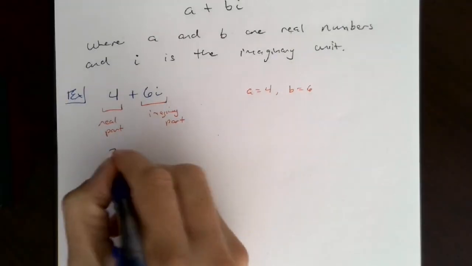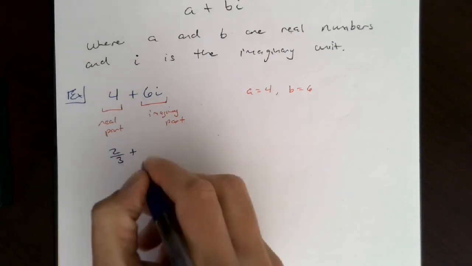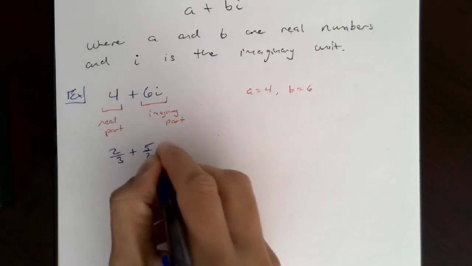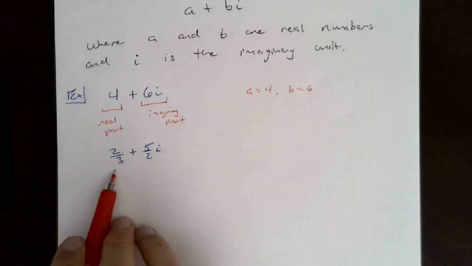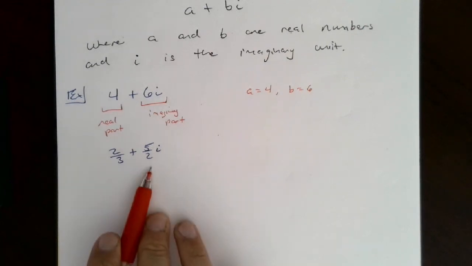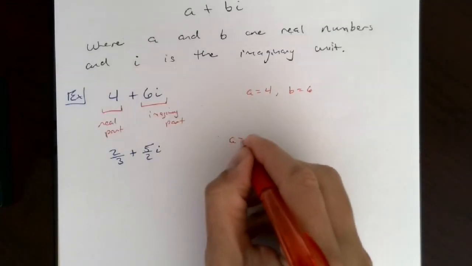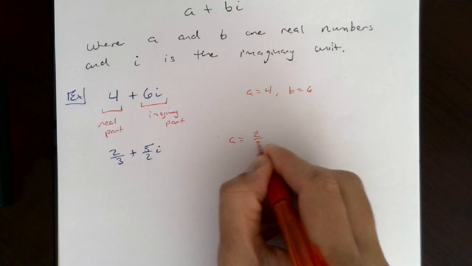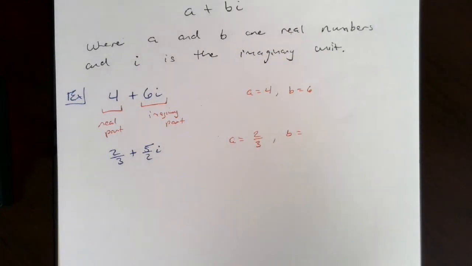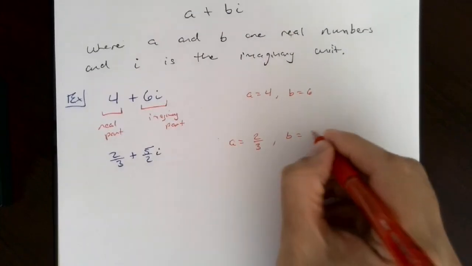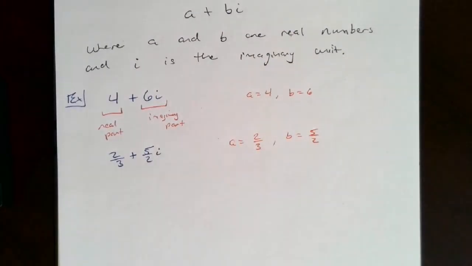If I said I had 2/3 plus 5/2 i, well, what's the real part? The real part is 2/3. What's the imaginary part? The 5/2 i. What's a? Well, a in this case is 2/3, just the real part. What's b? Well, b is the coefficient of the imaginary part, which is positive 5/2.